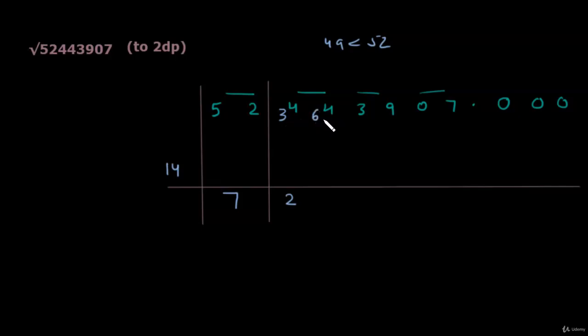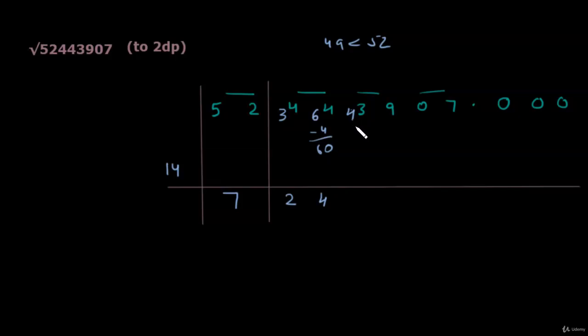So the next dividend number is 64. From 64 we will subtract the duplex of 2, that is 4. So 60. Now 14 can divide 60 4 times, 56. If we subtract 56 from 60, we get 4 and we place this 4 before the next dividend number. So the next dividend number is 43.